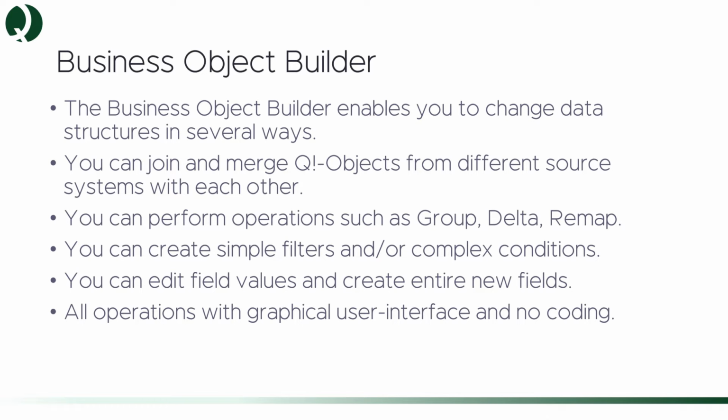If a user on Platform Q wants to enrich data or change data structures, it is necessary to use the Business Object Builder application. With the Business Object Builder, you can join Q objects with each other, or you can merge them. The Q objects can contain data from different source systems. Furthermore, you can also create a delta between two Q objects and remap field values of two different Q objects. It is also possible to create complex conditions as a filter. This learning video will focus on demonstrating how to replace Q objects.